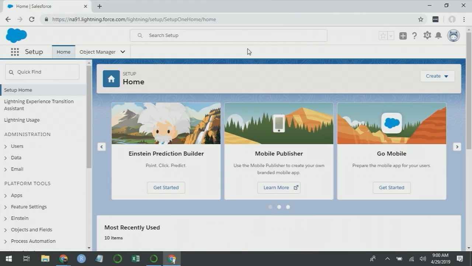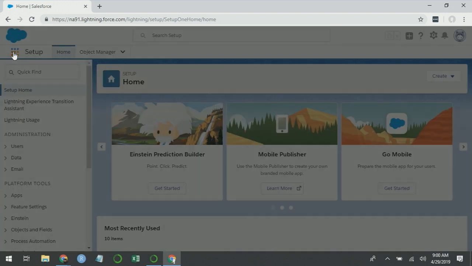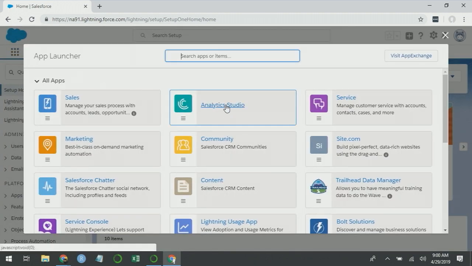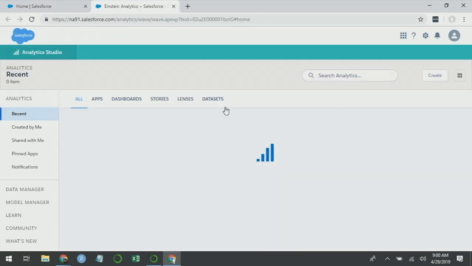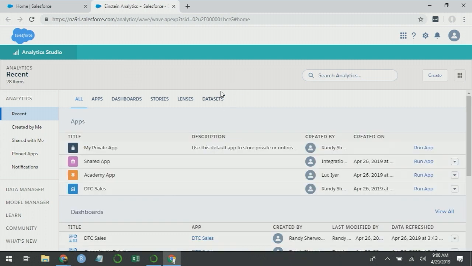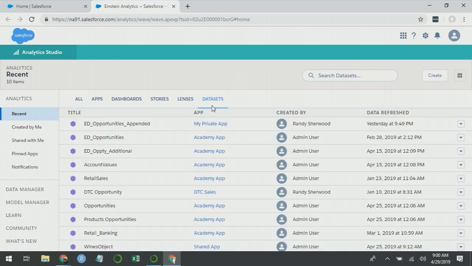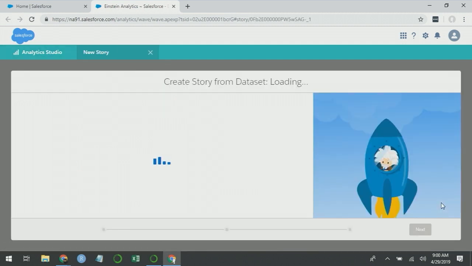To access Einstein Analytics, use the app launcher within Salesforce. Then click on Analytics Studio. If we go to Datasets, you should see Retail Sales. To create a story with Einstein Discovery, click the menu option and click Create Story.